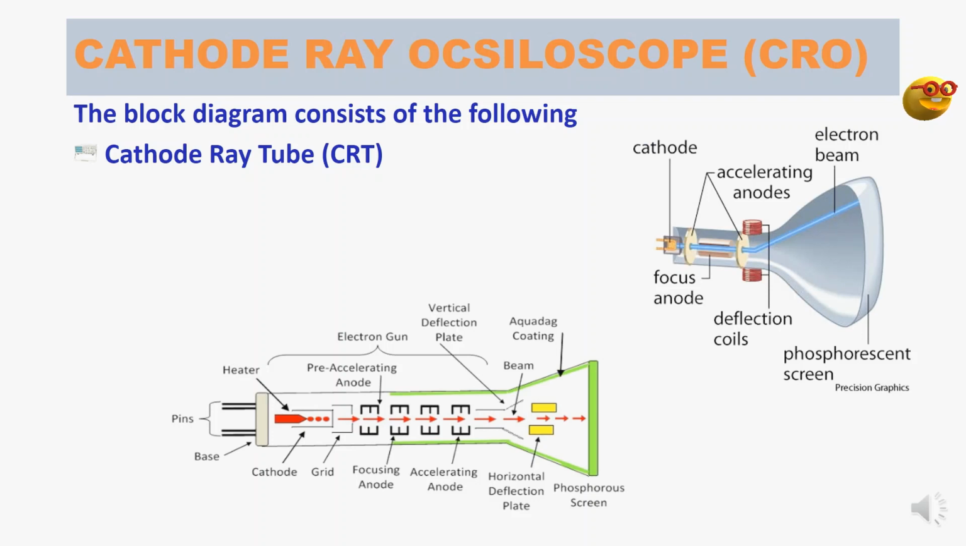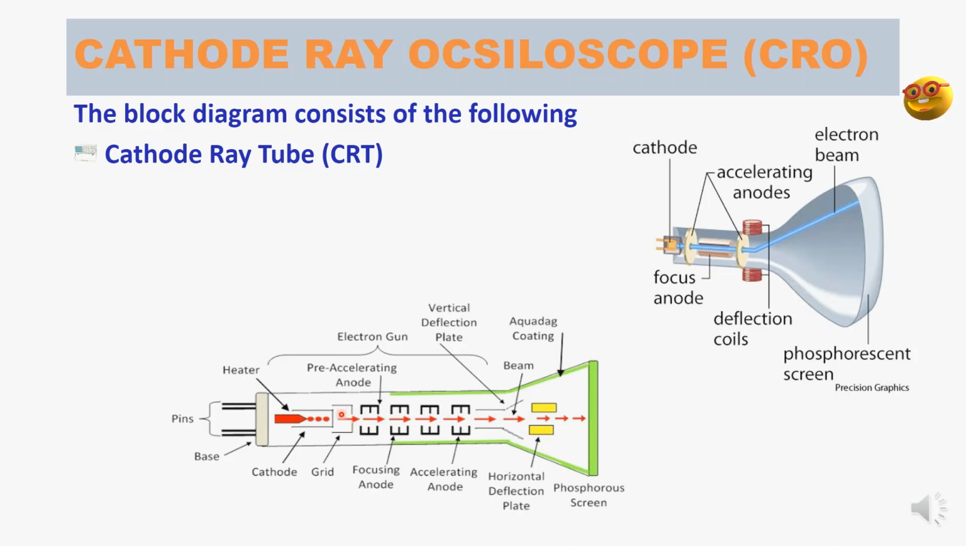So the first part is cathode ray tube. It is one of the important parts of CRO. We call this cathode ray tube as CRT. This is one diagram, and this is another diagram. You can take any one diagram for an explanation. This CRT consists of a heater and cathode arrangement, where these two are responsible for producing electrons, the electron gun. Once the electron is emitted from this cathode, it passes the grid.